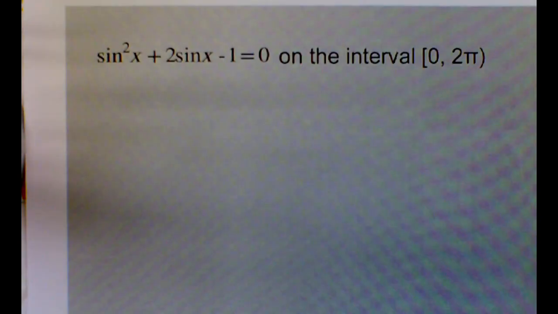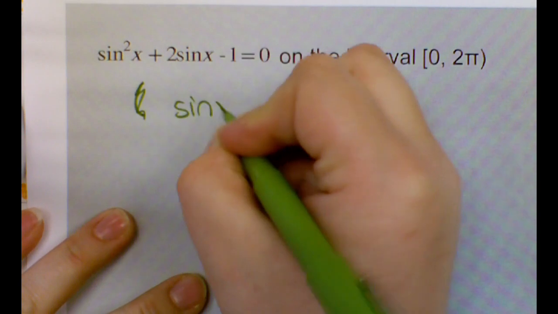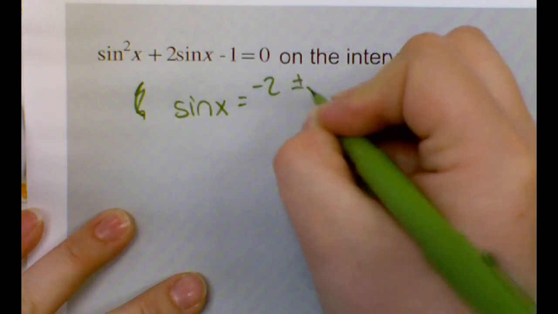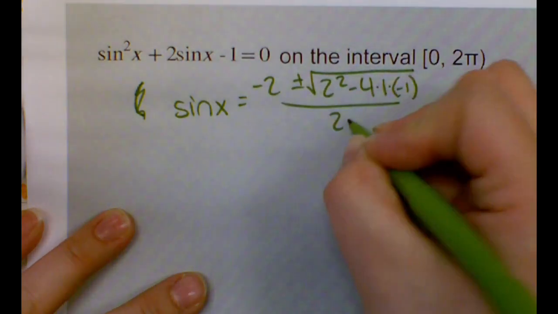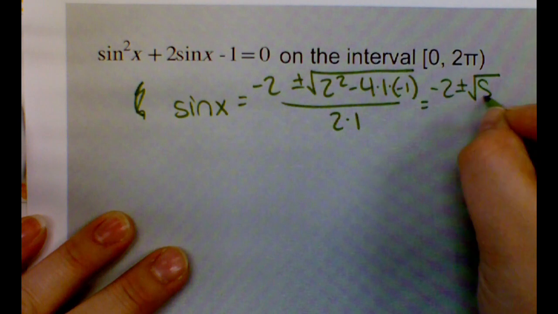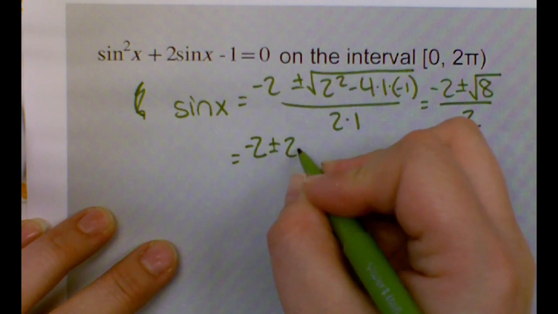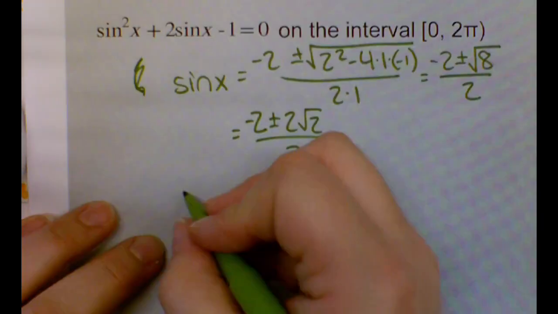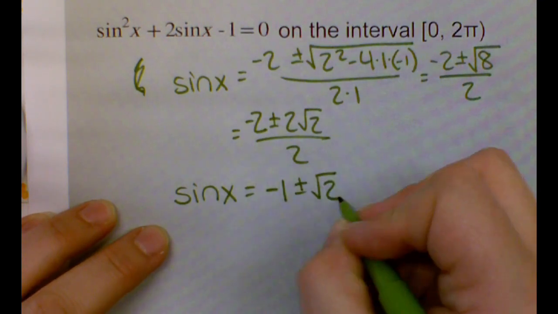All right. Same type of thing. I don't have a way to factor this problem. So I'm going to go sine of x is equal to negative b plus or minus the square root of b squared minus 4ac all over 2a, which makes negative 2 plus or minus the square root of 8 over 2. So I'd rewrite that as negative 2 plus or minus 2 square root 2 over 2. So the sine of x equals negative 1 plus or minus the square root of 2.